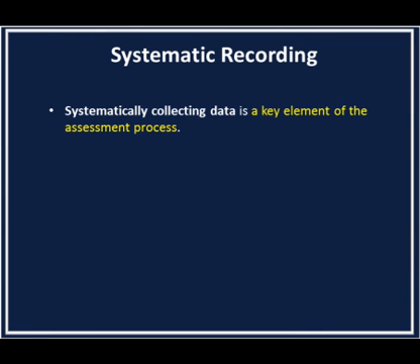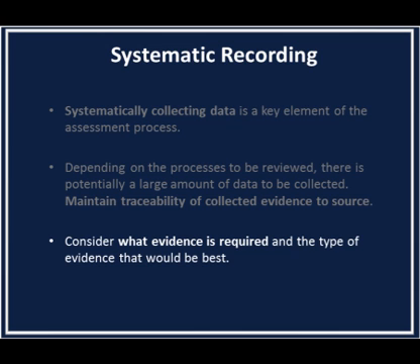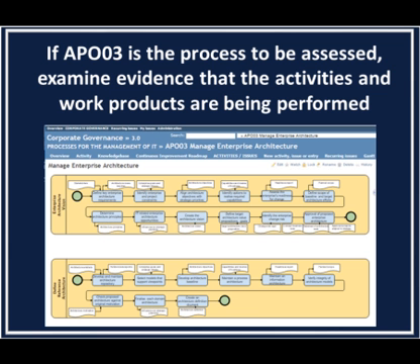Systematically collecting data is a key element of the assessment process. Depending on the processes to be reviewed, there's potentially a large amount of data to be collected. Maintain traceability of collected evidence to its source. Consider what evidence is required and the type of evidence that would be best. If APO03, the managed enterprise architecture process, is to be assessed, examine evidence that the activities and work products are being performed. Examine each work product and each activity in the process instance that is required to achieve the process outcome.